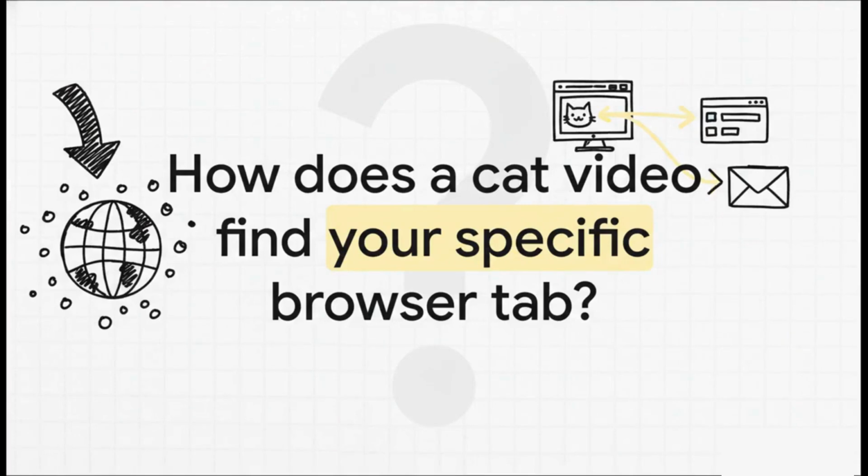No, I mean really, stop and think about that for a second. You click on a cat video, right? And this tiny little request just shoots out into a digital universe with billions, literally billions of devices. So how in the world does that video find its way to your specific laptop on your Wi-Fi and open in the exact browser tab you have open?